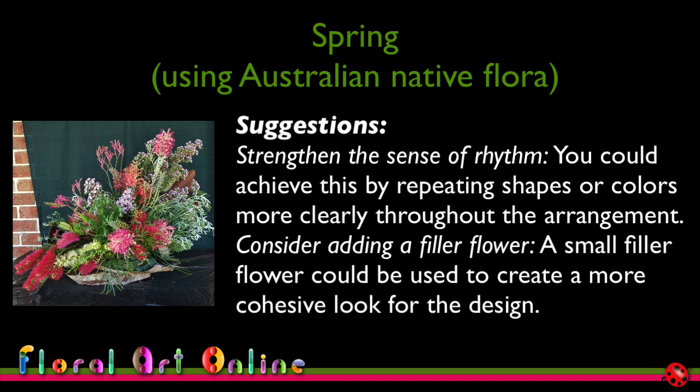Consider adding a filler flower. A smaller flower could be used to create a more cohesive look for the design, and that most definitely is true. When I look at it now, there's no way for us to transition from those big, bold colours and forms of the grevillea and the bottle brush into the rest of the design, so the softer look of the foliage or the smaller flowers on the kangaroo paw. So absolutely it needs the addition of filler flower. What the filler would also do is help with the rhythm, because that would be repeated and flow throughout the whole of the design.